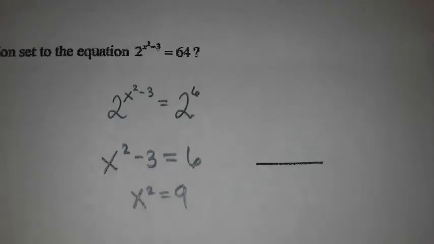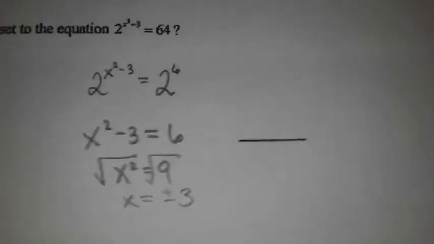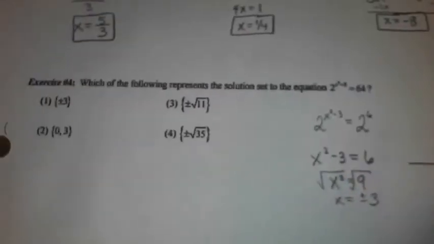Again, because I don't have a b term, I don't have a plain old x term, I don't have to factor. I don't have to do the quadratic formula. I can just solve by square root. So x equals what? Plus or minus 3. Good. That's option 1.